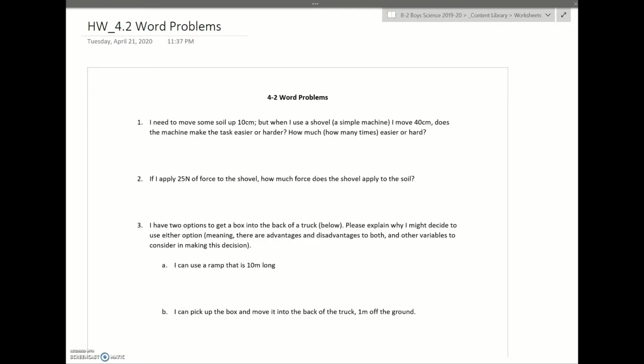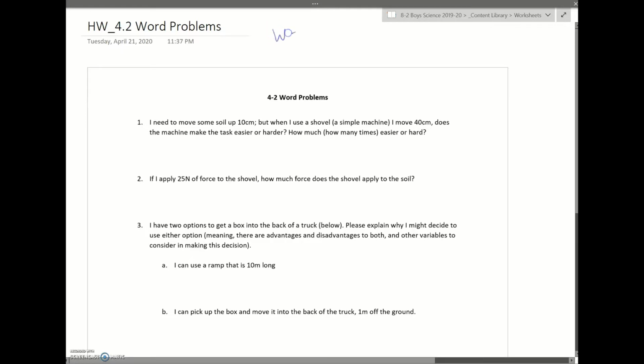You remember this one from before? Work equals force times distance. A new one for 4.2 is mechanical advantage equals output force divided by input force.